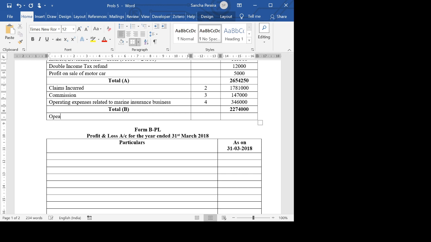From this we get our operating profit from marine insurance business. If you don't know what insurance business it is, just say from insurance business. But here they mention it's marine. How do we get this? A minus B. That is equal to 3,80,250. So that finishes the profit and loss account.